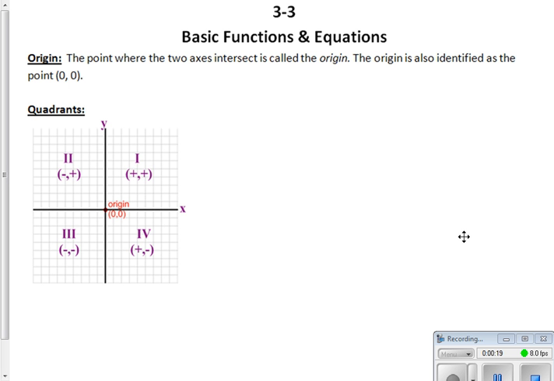A couple of vocabulary words that we'll just talk about. Origin, something that we've talked about before. Origin is point (0, 0). It's where your x and your y axis meet. You probably already know that.